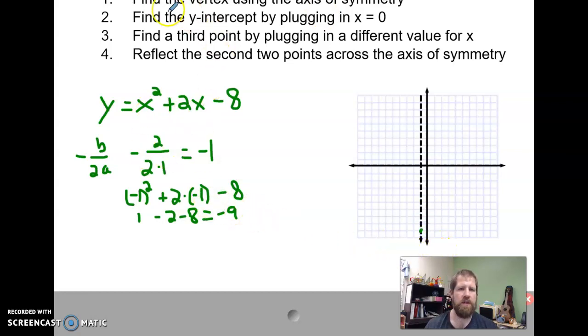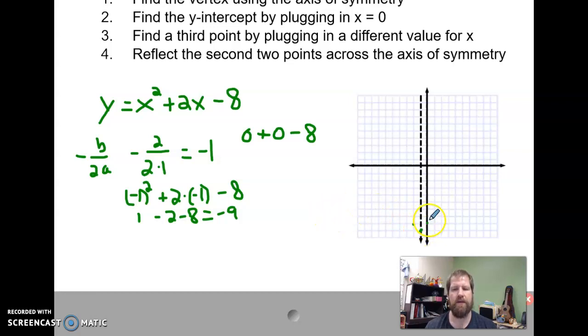Okay. Once I've got my vertex, I can go to find the y-intercept. That's the next easiest one. So plug in 0. 0 squared is 0, plus 2 times 0 is 0, minus 8. So negative 8 is going to be my y-intercept. There's my y-intercept. Because this is the axis of symmetry, I can reflect that over, and I can do that now, or I can do that later. I'm going to do that now.